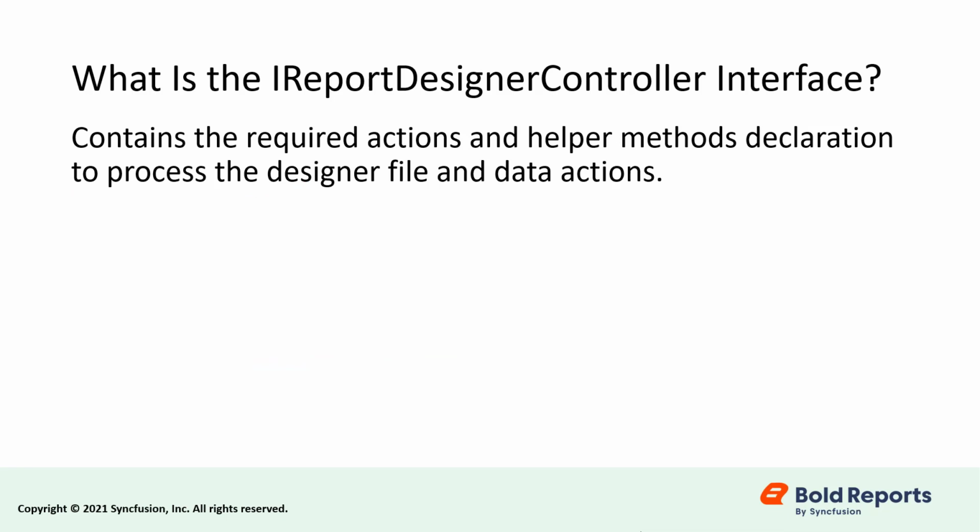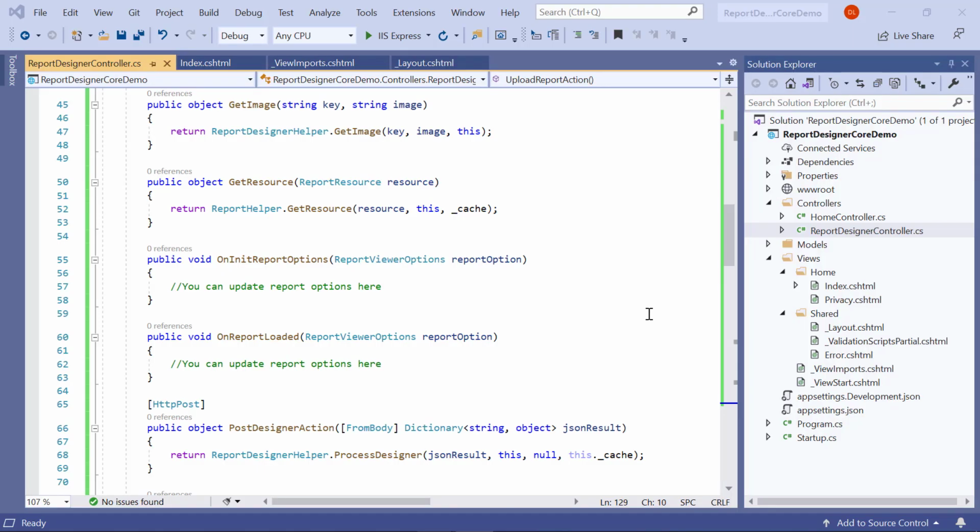The ReportDesignerController interface contains the required actions and helper methods declaration to process the designer file and data actions. The GetImage method is for getting resources for report images. The GetResource method is used to get the resource from the report. The OnInitReportOptions method is initialized when the report is about to be processed. The OnReportLoaded method is initialized when the report and subreport start loading. The PostDesignerAction method is used to post the request for designer action.